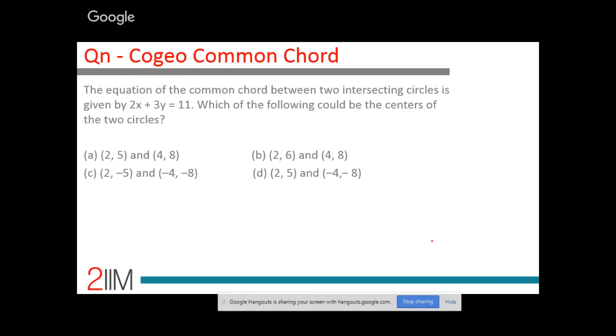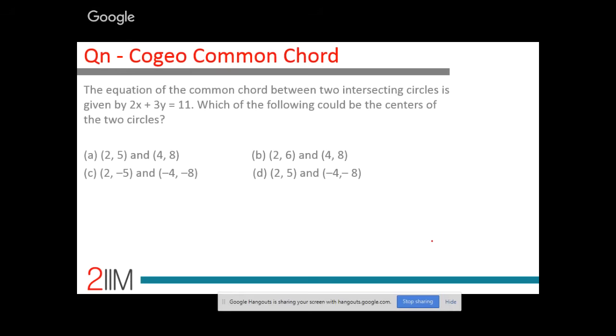There is a common chord for which you know the equation, and the centers of two circles. What's the funda you're using to do this? The line joining the two centers will be perpendicular to the common chord. It'll be the perpendicular bisector of the common chord. But you've not been given the endpoints. You've just been given that line equation.